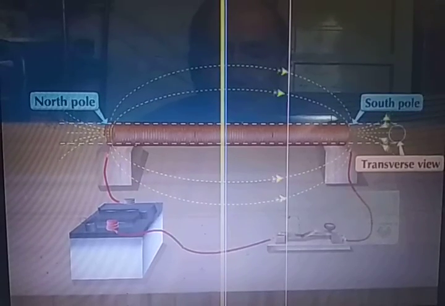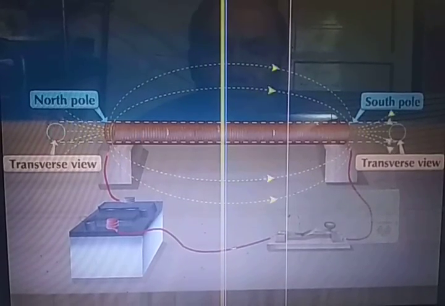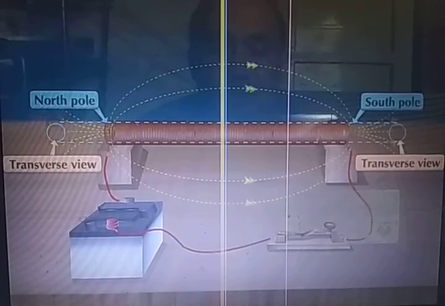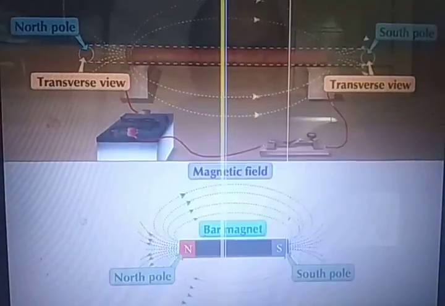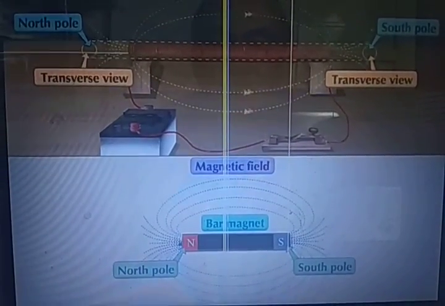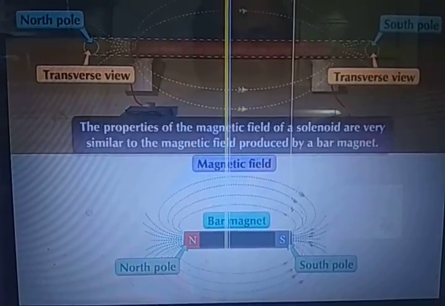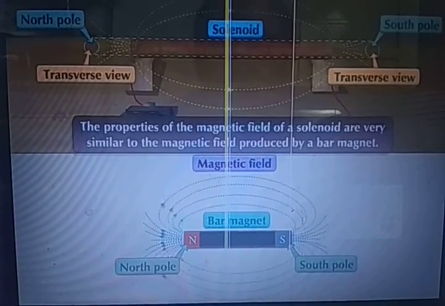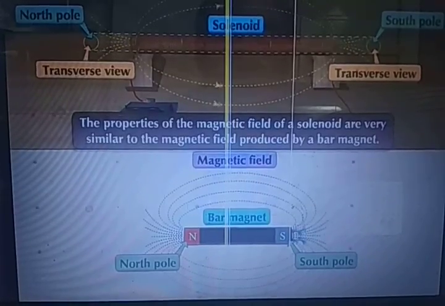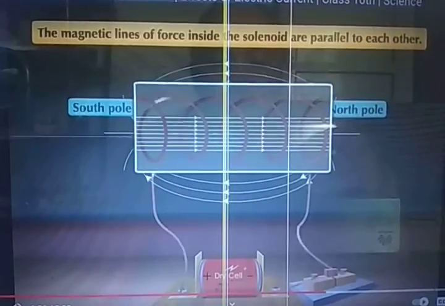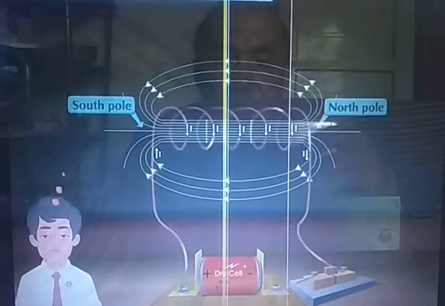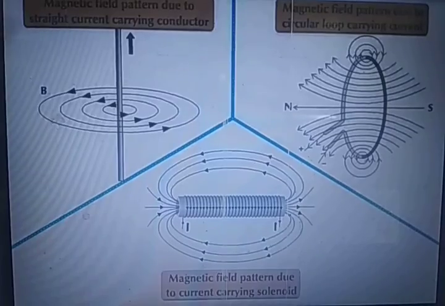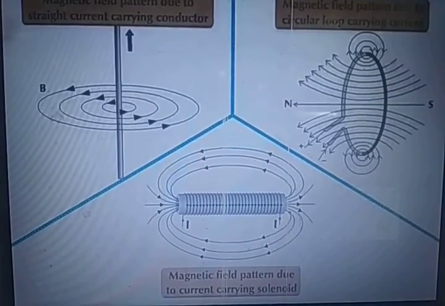Inside, they flow in parallel and do not intersect each other. We can see the similarity with the bar magnet. The property of the magnetic field is very similar to the magnetic field produced by a bar magnet. The magnetic lines inside the solenoid are parallel to each other. This indicates that the magnetic field is the same inside the solenoid.